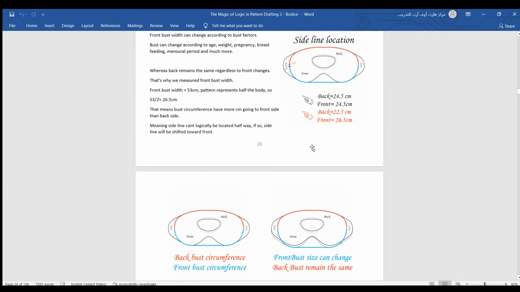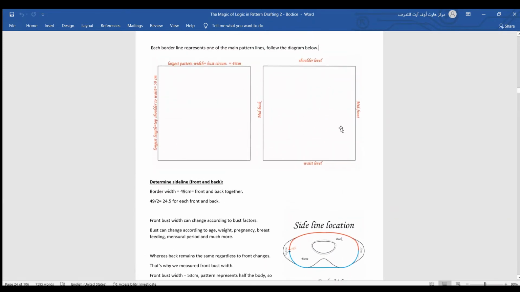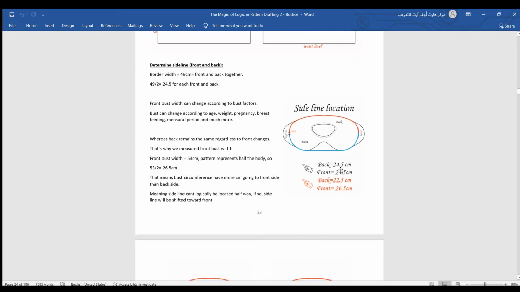So obviously you can't take this block and divide it by half. If it's 49 centimeters, that means 24.5 for the front and 24.5 for the back. It will end up like here. The sideline will be the black color here, this one. If you can see, it's coming more toward the front.